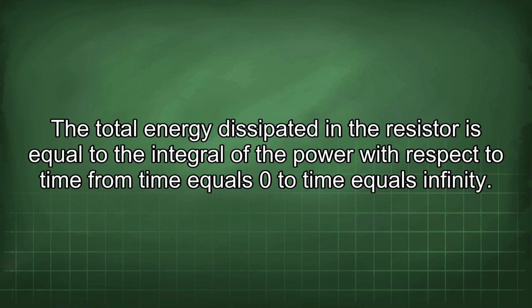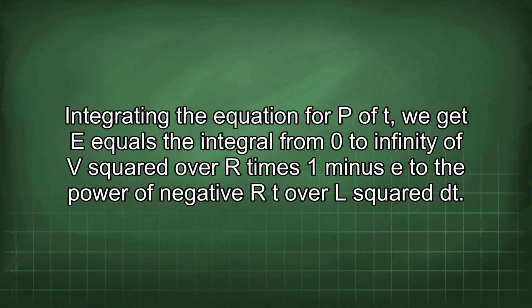The total energy dissipated in the resistor is equal to the integral of the power with respect to time from time equals 0 to time equals infinity. Integrating the equation for P of t, we get E equals the integral from 0 to infinity of V squared over R times (1 minus e to the power of negative Rt over L) squared dt.